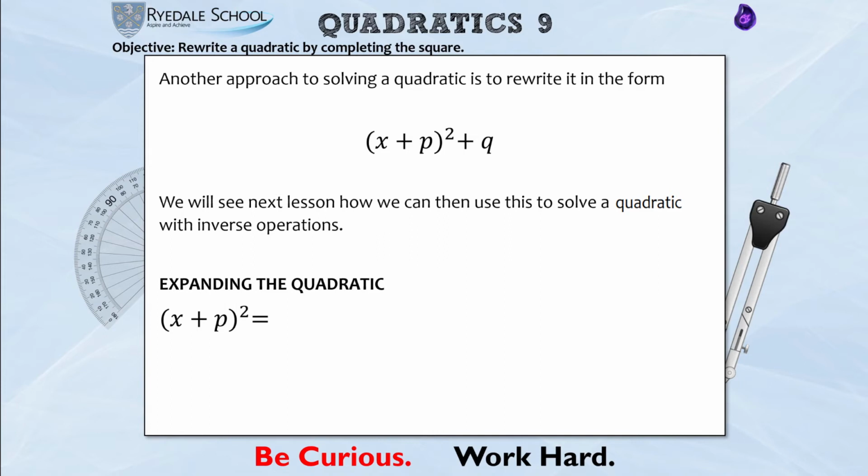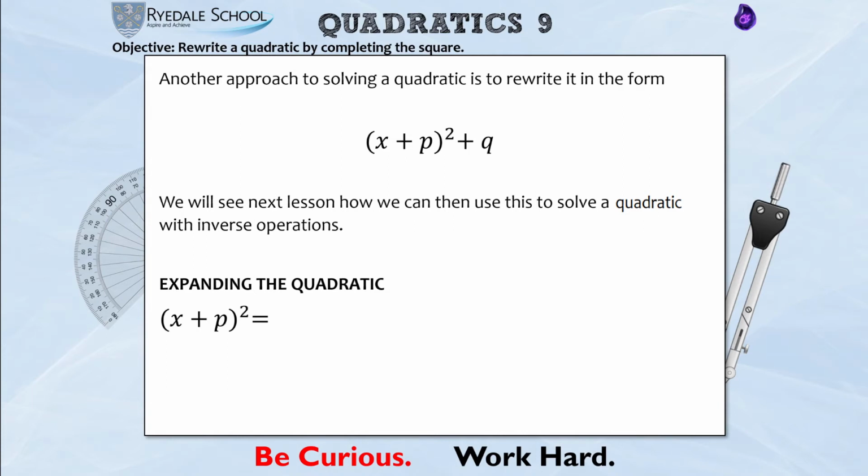So I've just said another approach to solving a quadratic is to rewrite it in the form (x + p) all squared plus q. The p and the q are just numbers that we need to determine. And we will see next week in our next lesson how we will then use this idea to solve a quadratic equation using inverses. Now, we are going to use a little bit of a trick today to help us, and I want you to understand where this comes from. So what I'm going to do first is expand (x + p) squared and see what that part is equivalent to before we go on to explain something.